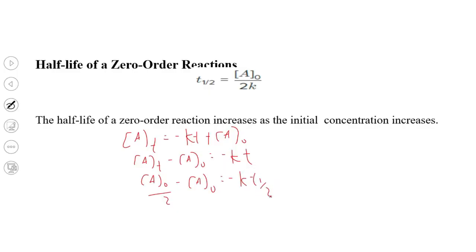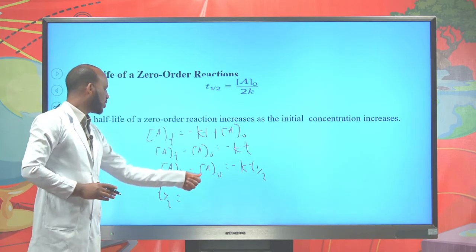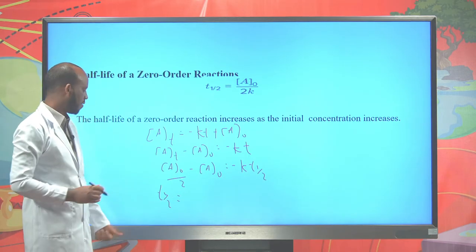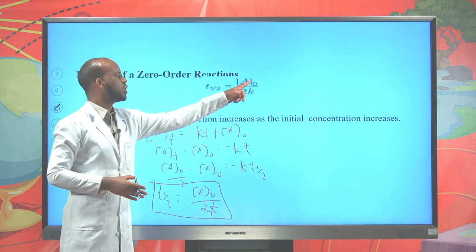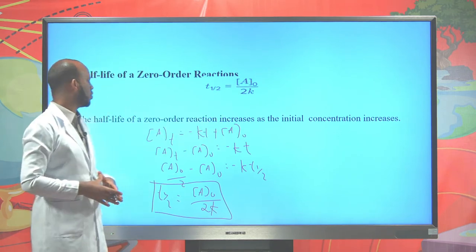T half. From this, T half equals A naught divided by 2 minus A naught, which is minus A naught divided by 2. Therefore, T half equals initial concentration A naught divided by 2 times K. This is the half-life time for a zero-order reaction: T half equals initial concentration divided by 2K.